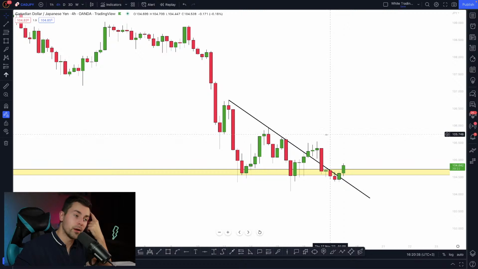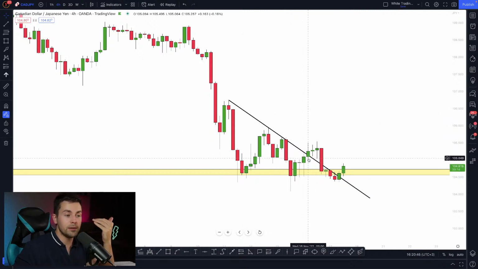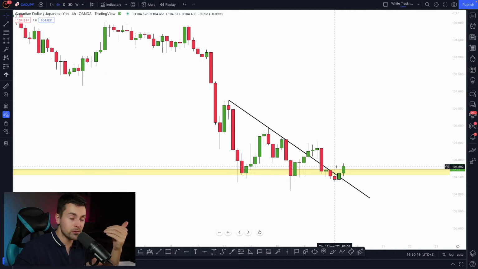Here in a 4-hour time frame, you can see that the price was setting higher highs and respecting that trend line, but then that trend line was broken to the upside, and now the price is retesting it.